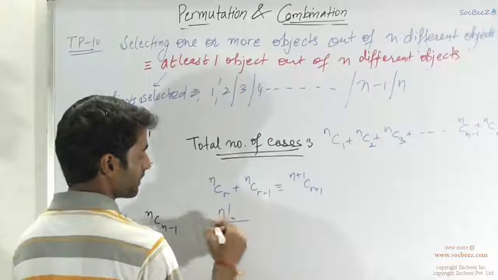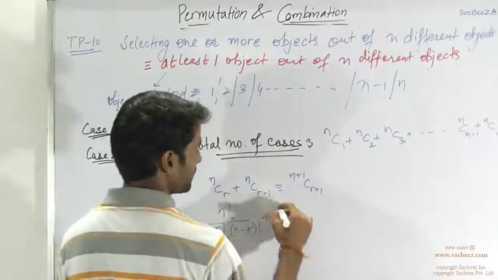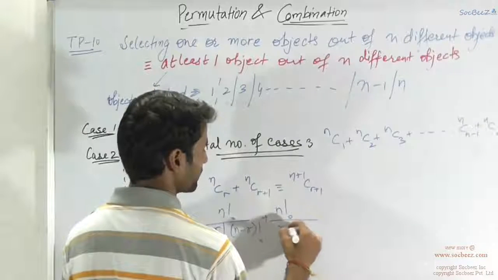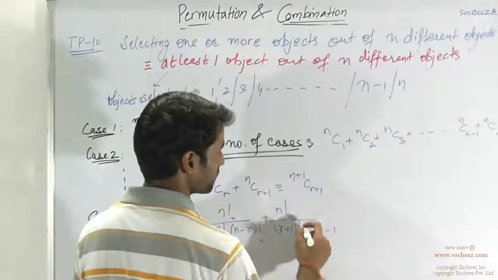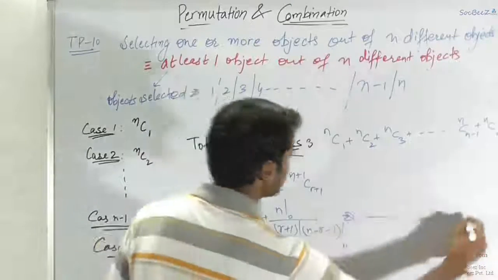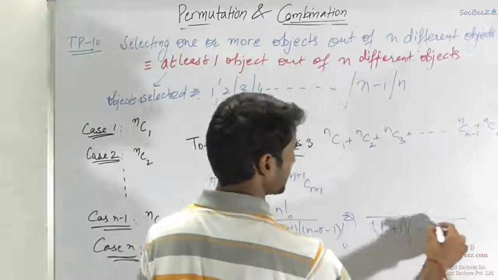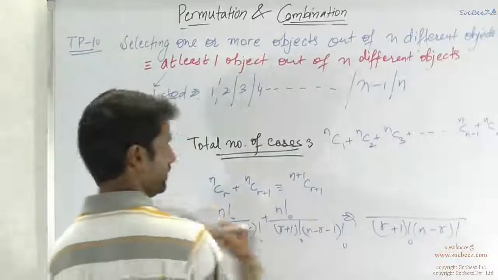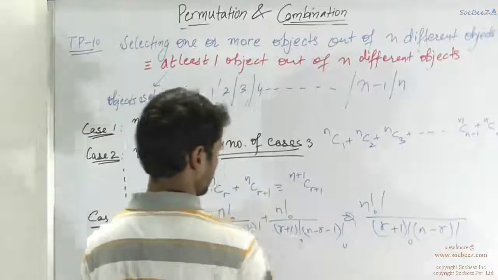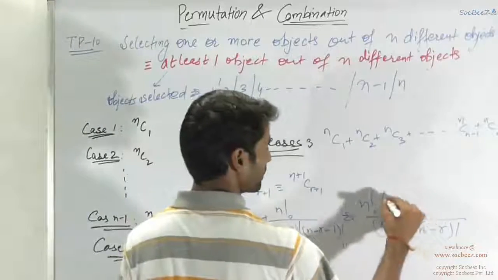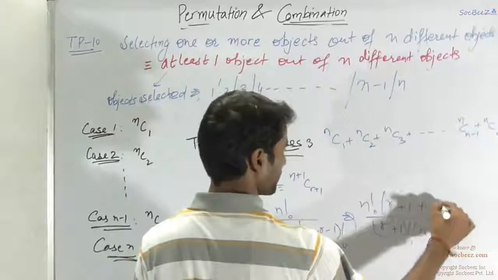This would be n factorial upon r factorial upon n minus r factorial. This would be n factorial upon r plus 1 factorial upon n minus r minus 1 factorial. So you can take the LCM in the denominator. It would give you r plus 1 factorial into n minus r factorial. So it would give the LCM as n factorial into, this would multiply with r plus 1, and here you would get r plus 1 plus n minus r.